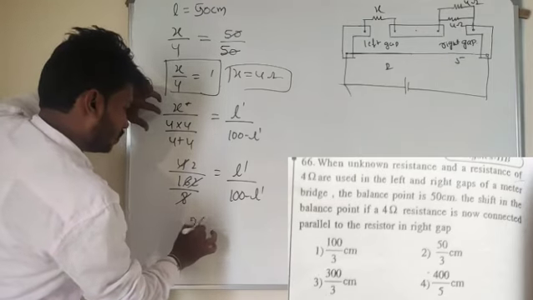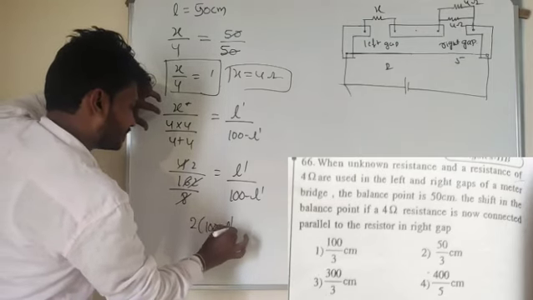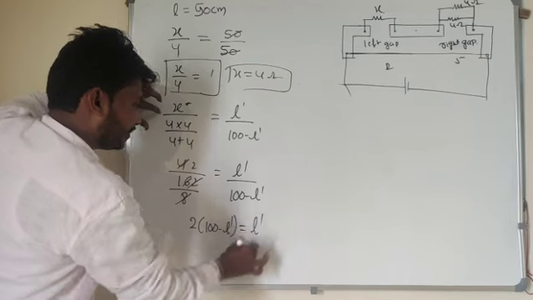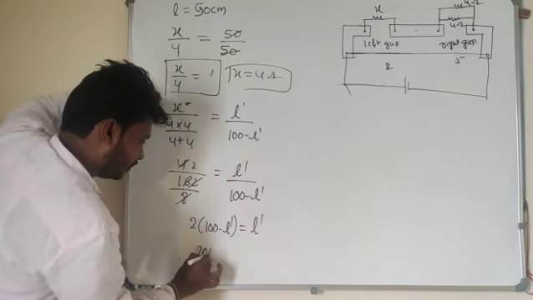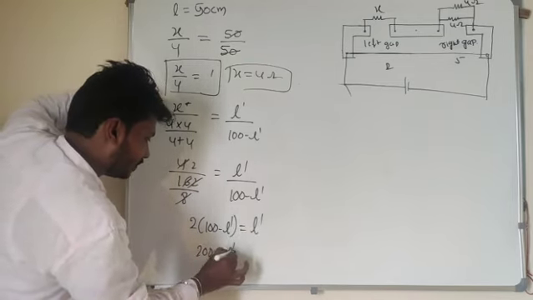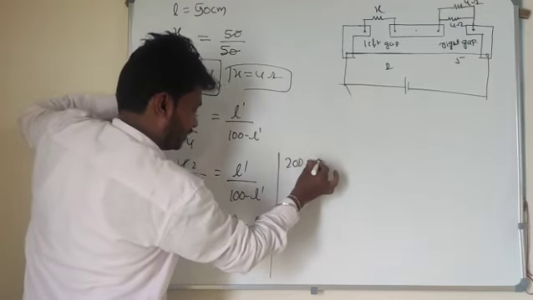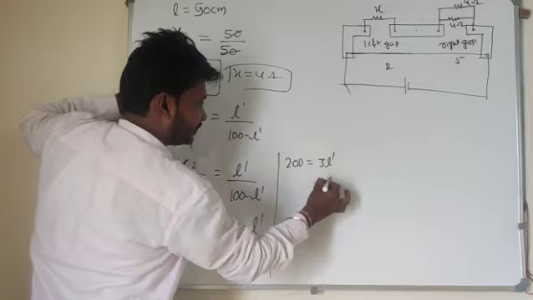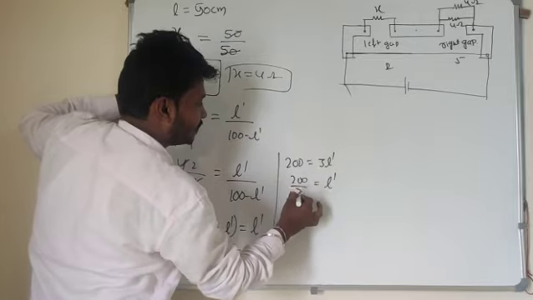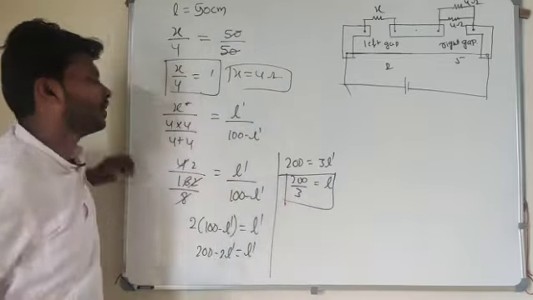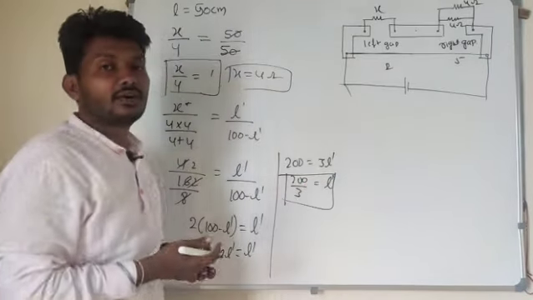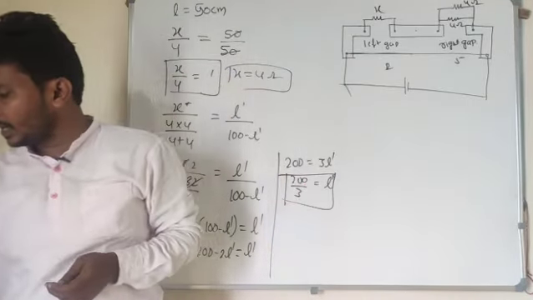So 2 into 100 minus L dash is equal to L dash here. 200 minus 2L dash is equal to L dash. So 200 is equal to 3L dash. L dash is equal to 200 by 3 here. Okay. What's the value of L dash? I got it here. L dash value is 200 by 3.